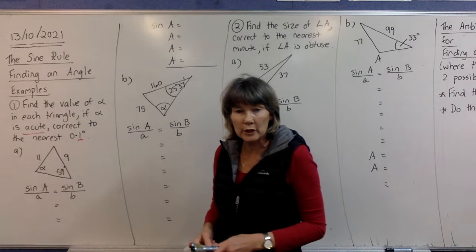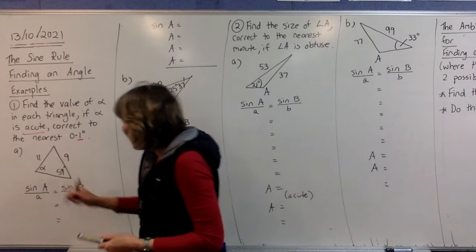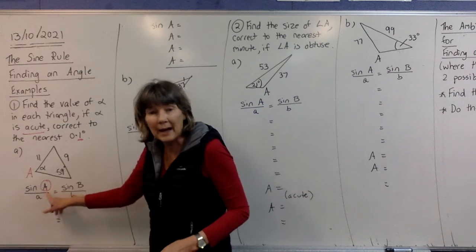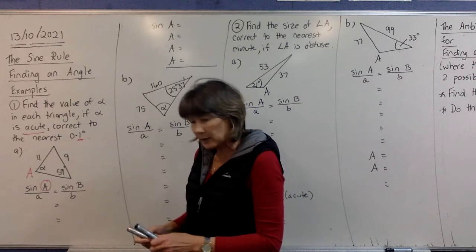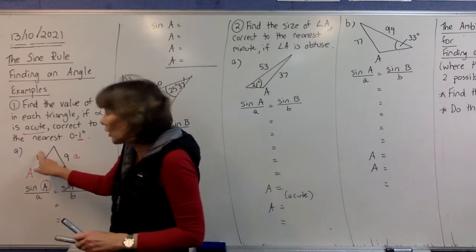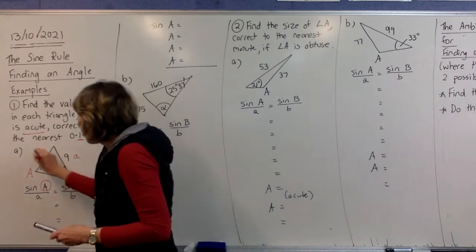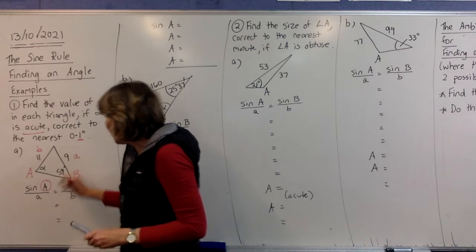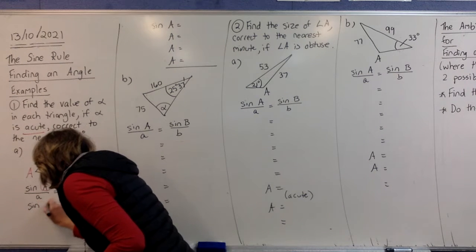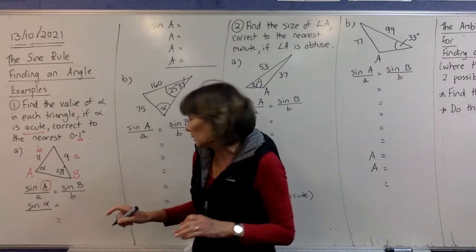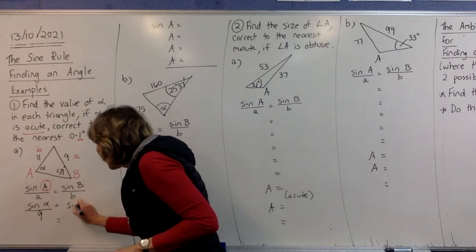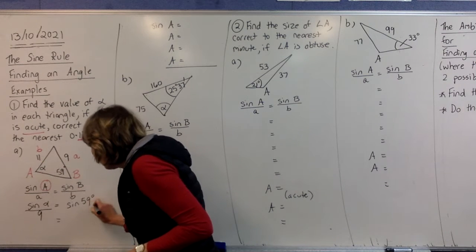Alright, so looking at this first question here, we're finding the angle alpha. I'm going to call that angle A because we're starting our rule with sine A because we're looking for angle A. So if it's angle A there, this would be little a. And our other angle and side, well, we've got to look at the side really. The other side is little b, and the angle opposite will be angle B. So subbing in, we have sine alpha, we've called it alpha so we'll stick with that, over 9. Sine B will be sine 59 degrees, over 11.